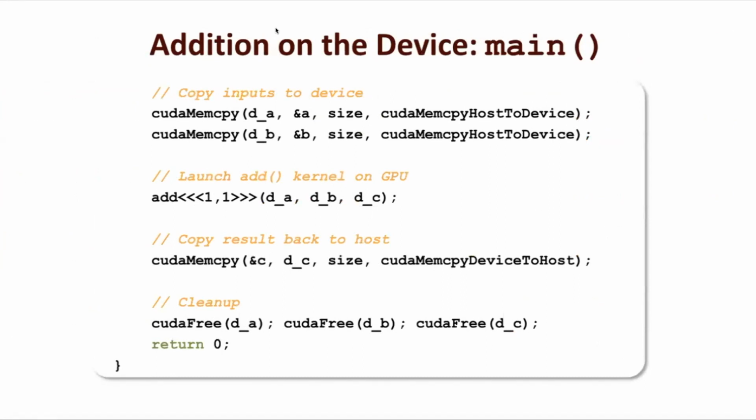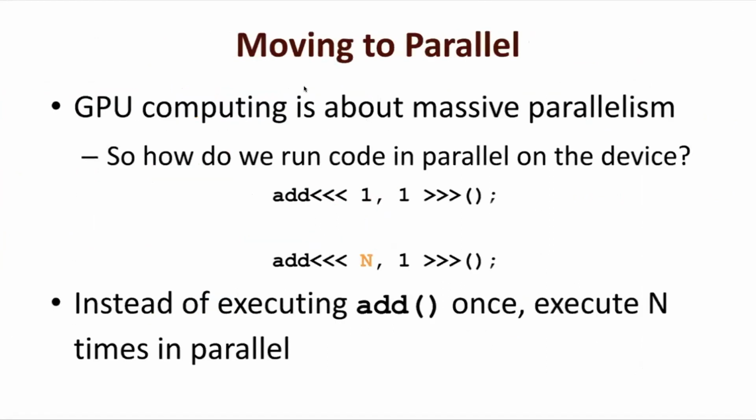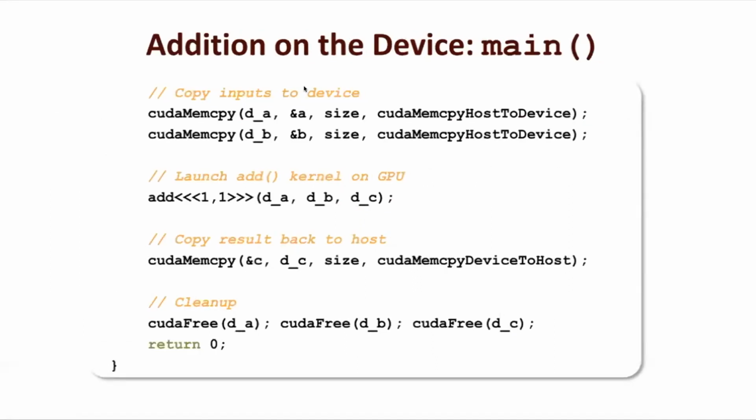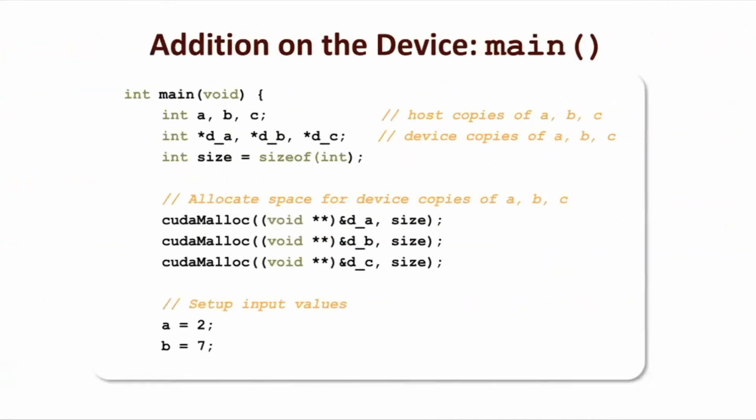Let me go back to the code. Okay, so now you allocate the memory on the device. You get 3 pointers, dA, dB, dC, with the size defined by the integer size, because that's the size you want, so that you have a consistent memory size to store the variable. And then you can set up your input values, A and B.